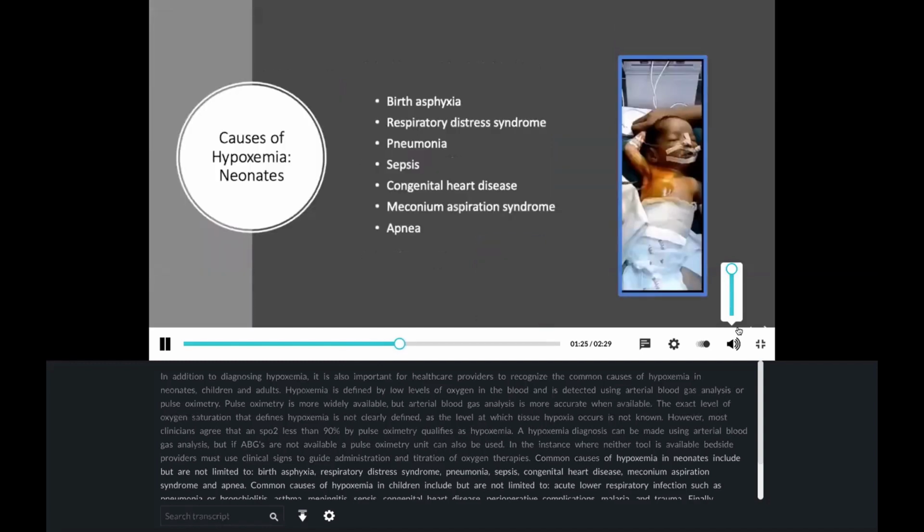Common causes of hypoxemia in neonates include, but are not limited to, birth asphyxia, respiratory distress syndrome, pneumonia, sepsis, congenital heart disease, meconium aspiration syndrome, and apnea.